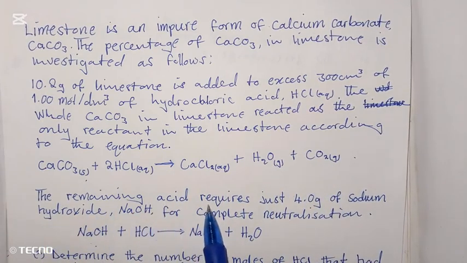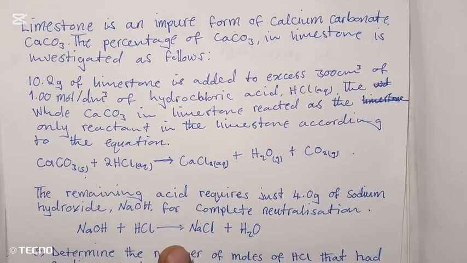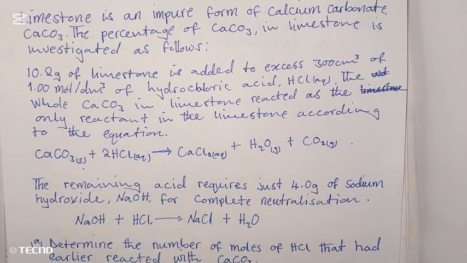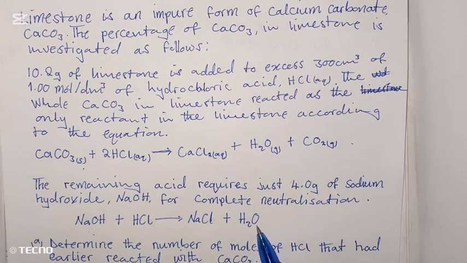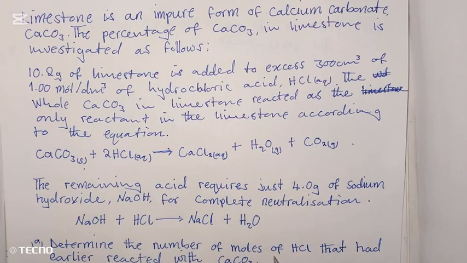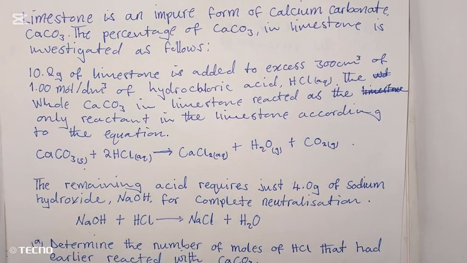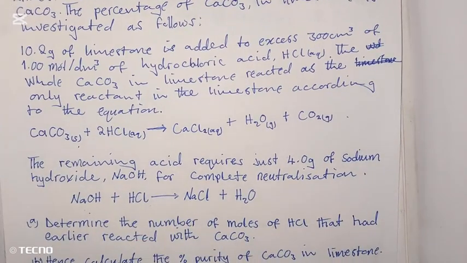Then the remaining acid requires just 4.0 gram of sodium hydroxide for complete neutralization. Then again we have this equation where we have sodium hydroxide plus hydrochloric acid. You get sodium chloride plus water, which is a neutralization equation. The questions are: 1. Determine the number of moles of hydrochloric acid that had earlier reacted with calcium carbonate. 2. Hence, calculate the percentage purity of calcium carbonate in limestone.